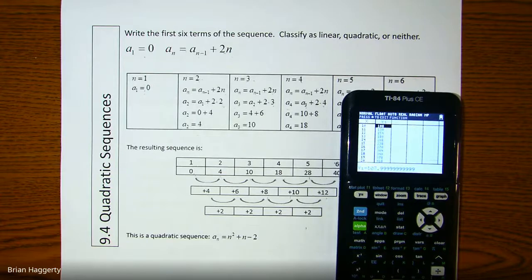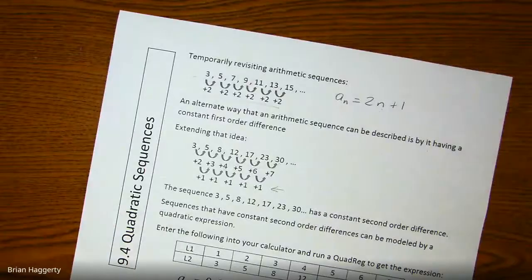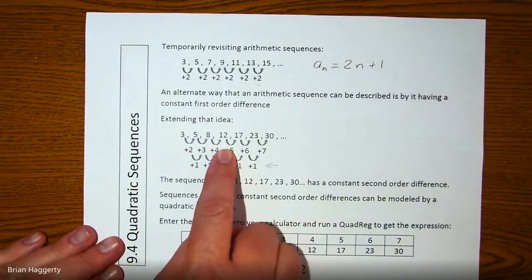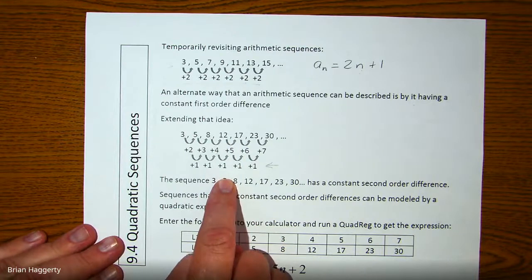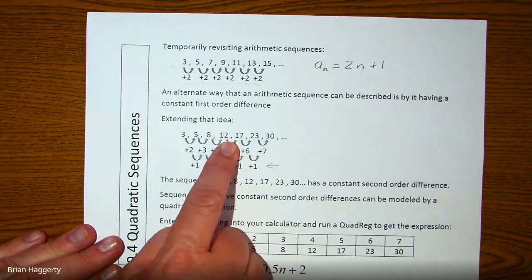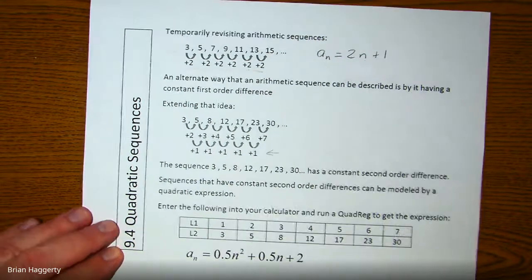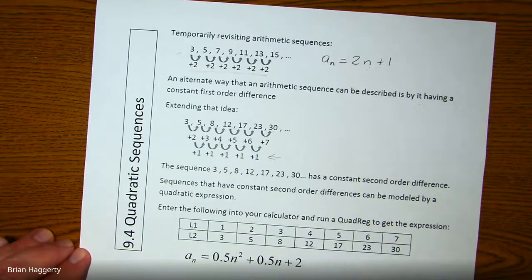So as far as what you're responsible for from this section, number one, can you classify a sequence as being quadratic or not? And you're going to do so by looking at constant second order differences. Once you classify it as being quadratic, can you use your calculator in order to get the equation that models it? And then, although we didn't formally do it on here, once you have the equation, use that to predict whatever term you want to predict within a sequence.